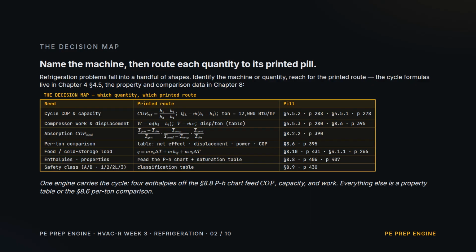The cycle formulas live in Chapter 4. The property and comparison data live in Chapter 8. Identify the shape, reach for the page, solve.